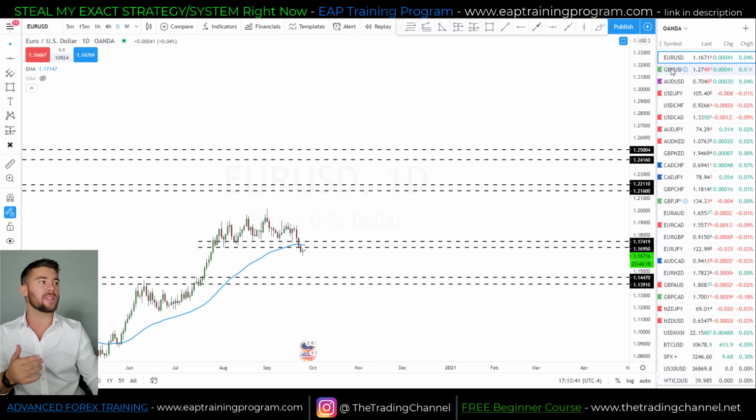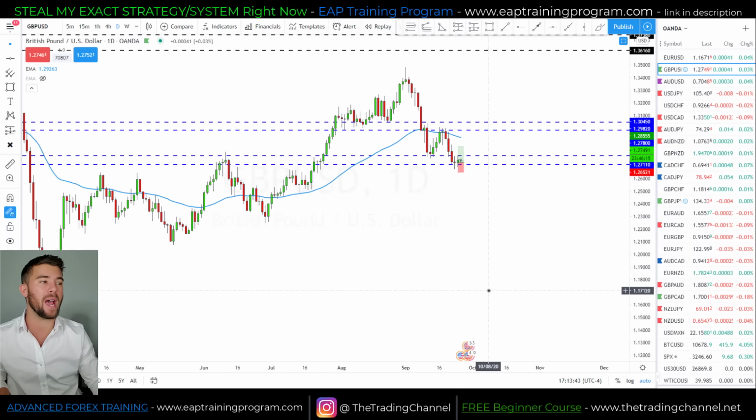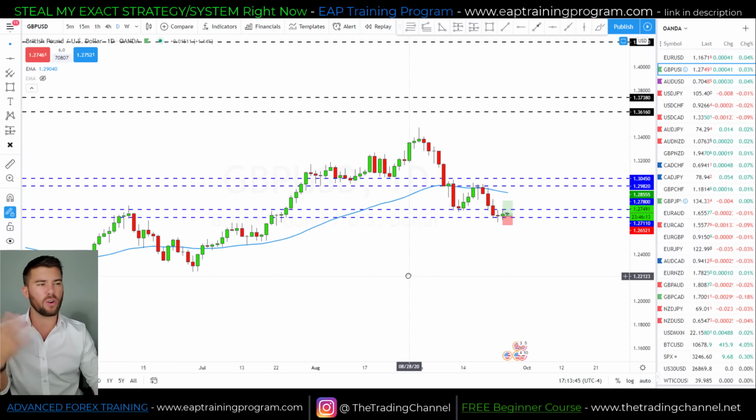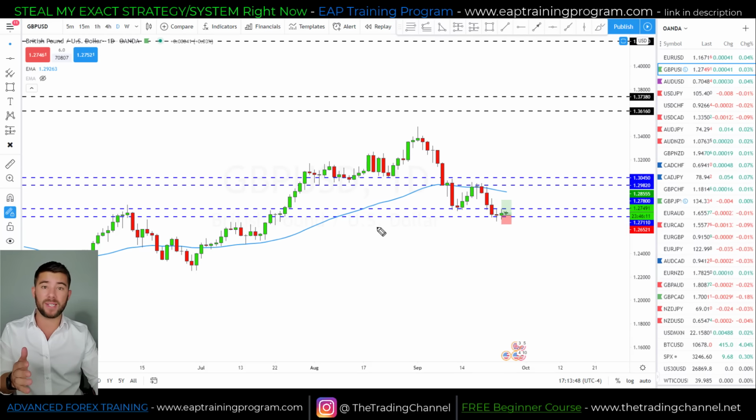Let's move on now to the pound dollar. And here on the pound dollar, what I'm actually going to do is talk you through this analysis quickly. We had a very similar situation. We just looked at this chart at the beginning, right? The market broke below our previous support level, signaling a possible reversal.